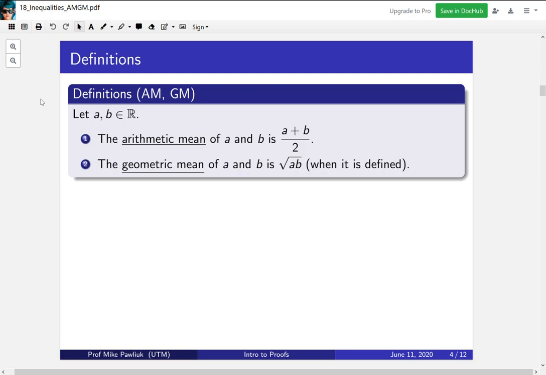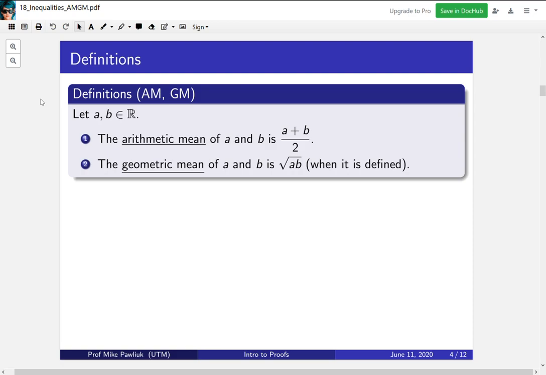We start with the definition of arithmetic mean and geometric mean. So let a and b be real numbers. The arithmetic mean of a and b is a plus b over 2. You might also call this the average of the two numbers. The geometric mean of a and b is the square root of a times b, and that's only when it's defined. If you try to take the square root of a negative number, it won't work.